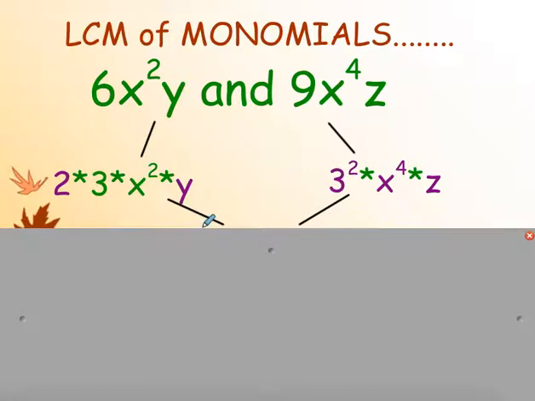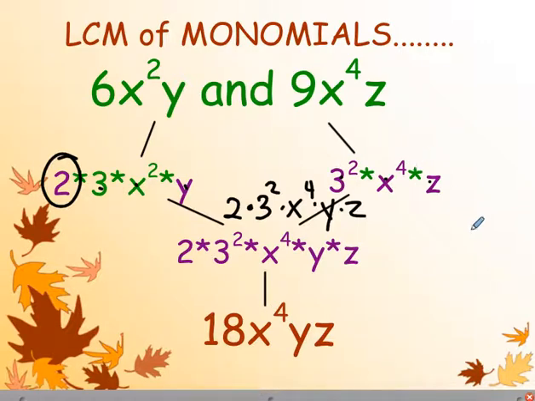So we look at these individually and we say, okay, if I need a 2, how many do I need? Well, this is the only one, so we just need 1. How about the 3's? Between our 3 squared and our 3, I need a 3 squared, because that's the biggest. Between our x's, I have an x squared and an x to the 4th, so I will take the x to the 4th. And between the y's, I only have one y, so I take the y, and one z, so I take the z. So when we are all said and done, the least common multiple between 6x squared y and 9x to the 4th z is 18x to the 4th yz. That is the least common multiple between the two.